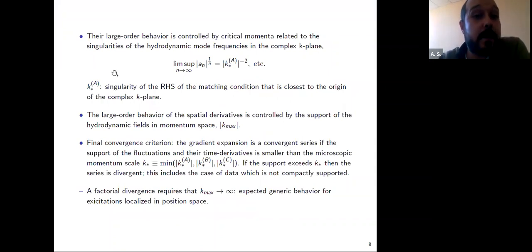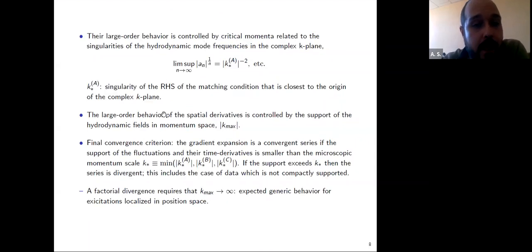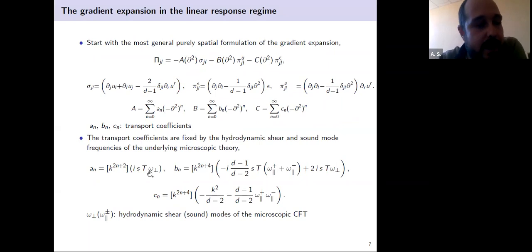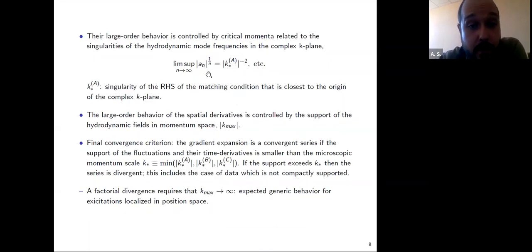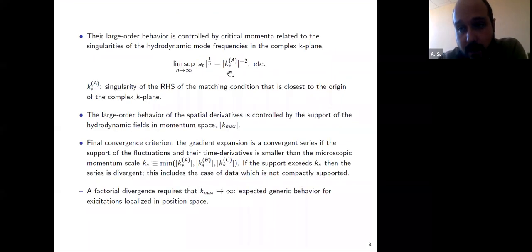And assuming that this is true, what you find out is that the large order behavior of the transport coefficients is going to be controlled by critical momenta, which are going to be related to these singularities in the complex k-plane. So for instance, the large order behavior of the AN transport coefficients is going to be quantified by a critical momentum that here I'm calling K star R, which is nothing but the singularity of the right-hand side of this matching condition which is closest to the origin in the complex momentum plane. Okay? So the point of the non-entire nature of the hydrodynamic shear and sound mode frequencies is that the large order behavior of the transport coefficients that appear in these gradient expanded constitutive relations is going to be geometric, okay?